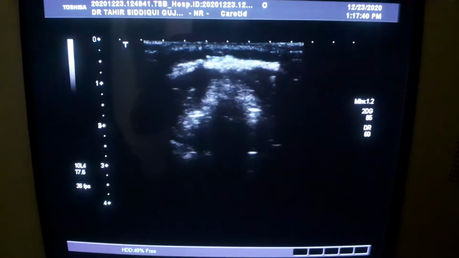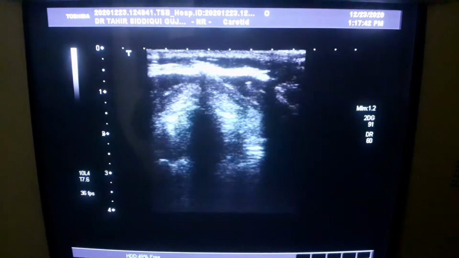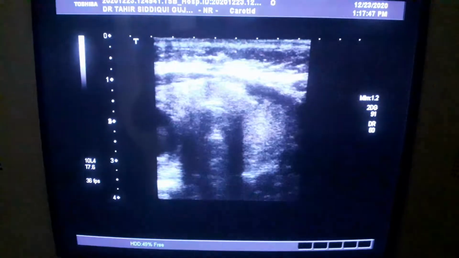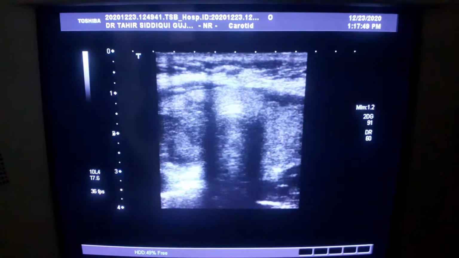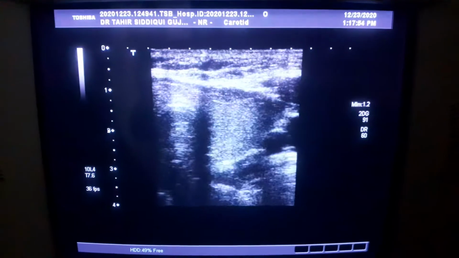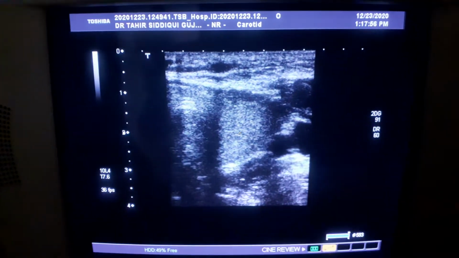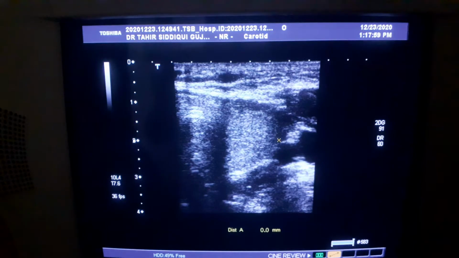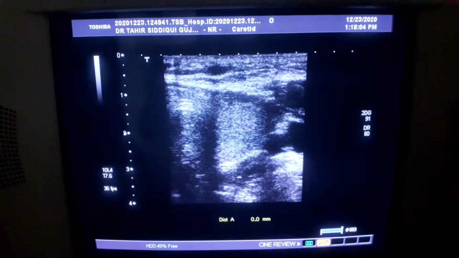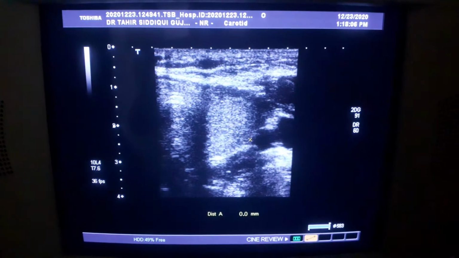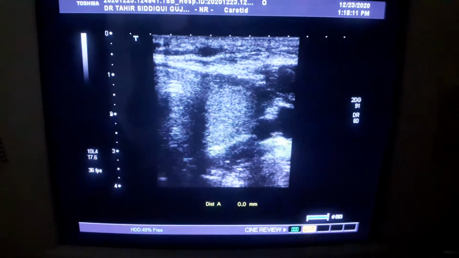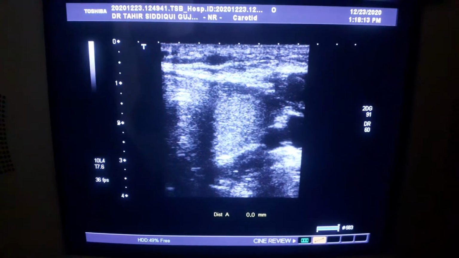Well, this is an ultrasound of the thyroid of a young female. Here, transverse section. This is the left lobe. It's symmetrical in outline, no calcification, normal dimensions, and echogenicity is normal, low level.